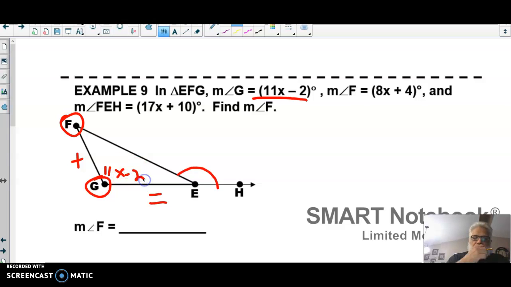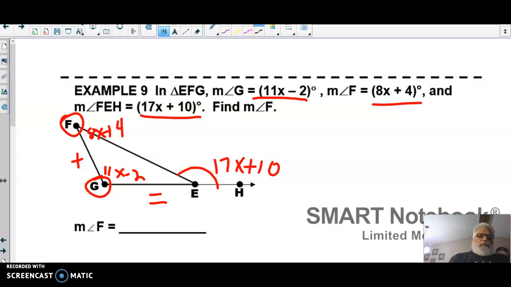minus 2. Angle F is 8x plus 4. And it tells me the exterior angle is 17x plus 10. So, like I said in the beginning, it's going to be angle F plus angle G equals the exterior angle.